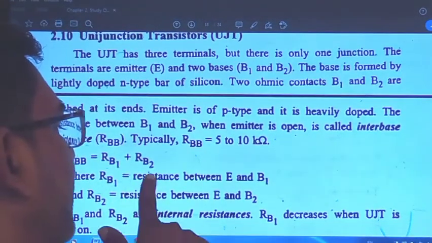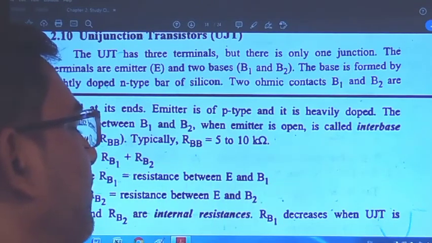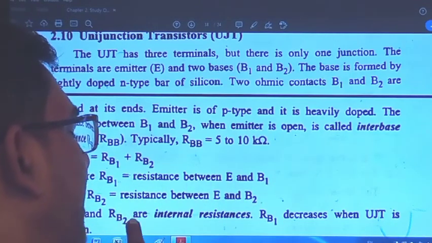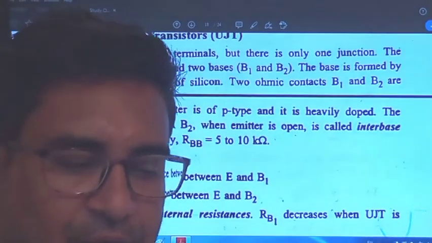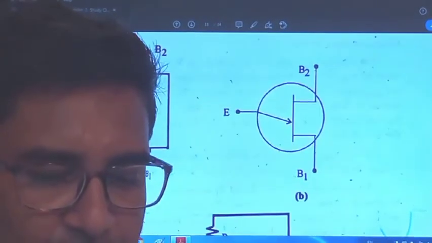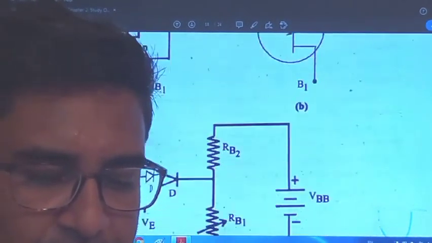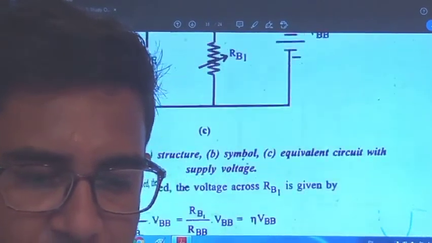RB1 is the resistance between the emitter and base 1, and RB2 is the resistance between the emitter and base 2. RB1 and RB2 are the internal resistors. RB1 decreases when the UJT is turned on. This is the symbolic representation. It gives you the structure, symbol and the equivalent circuit.